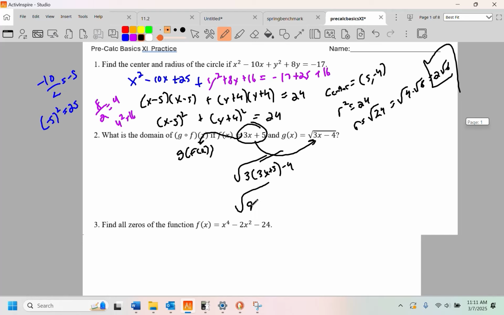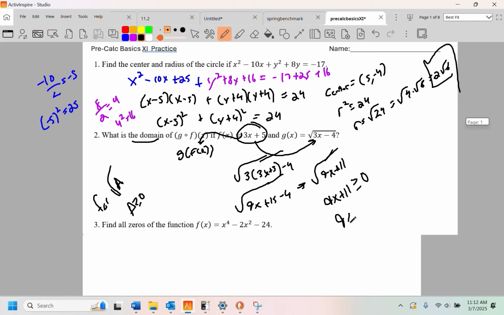It's going to give me the root of 9x plus 15 minus 4, which is the root of 9x plus 11, which one of you will probably try to do something with. You don't have to. Now, I don't even care what this is, to be honest with you. I care about the domain. For the square root of anything, the stuff inside is greater than or equal to 0. So 9x plus 11 is greater than or equal to 0. 9x is greater than or equal to negative 11. X is greater than or equal to negative 11 ninths.